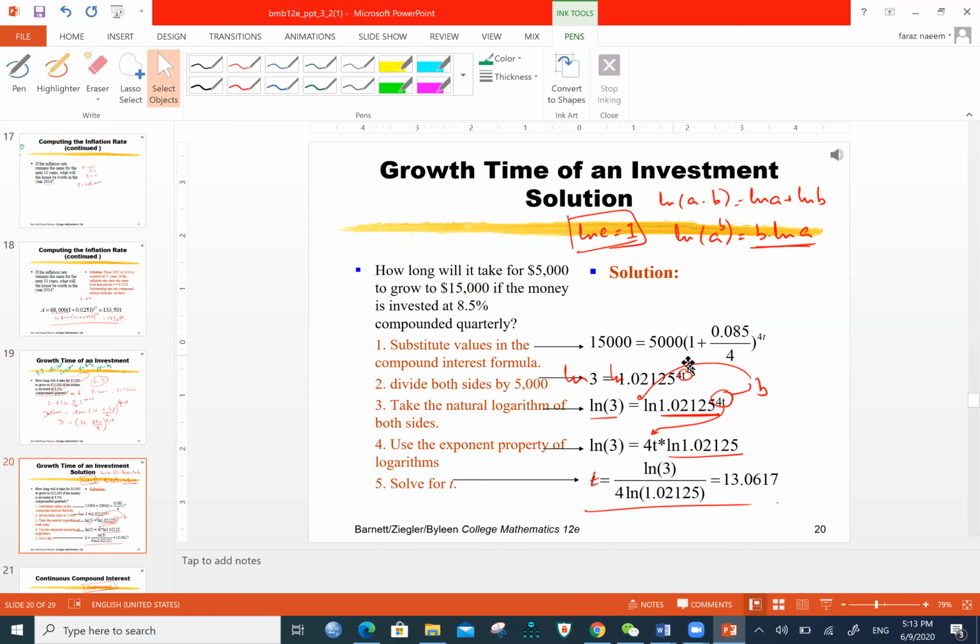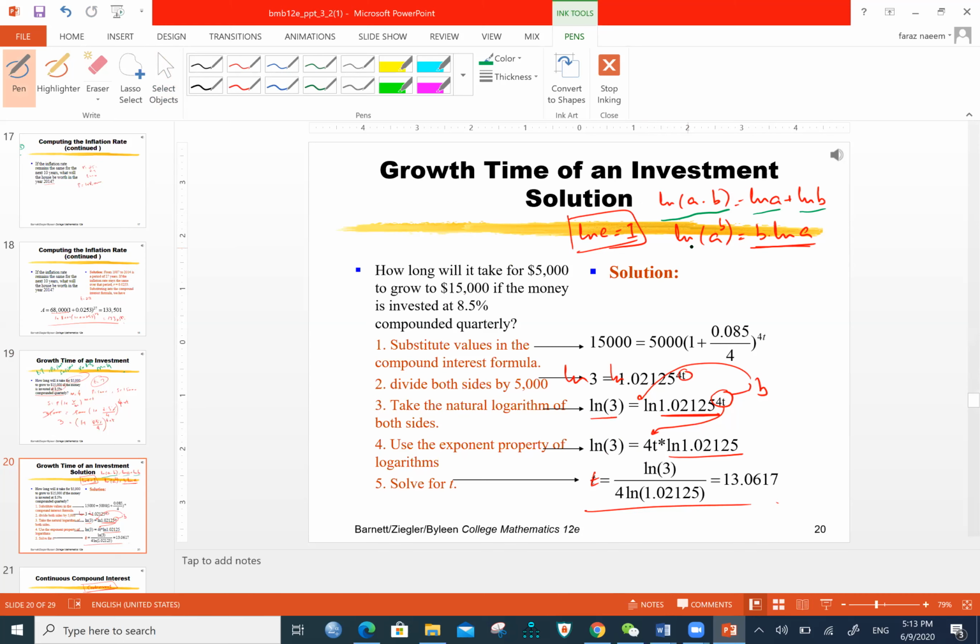15,000 equals 5,000 times (1 plus this) raised to the power 4t. We need to find t, and there are two very famous properties of logarithm. You can see I have mentioned them here. If you have log of a times b, we can write it as log of a plus log of b, and vice versa.